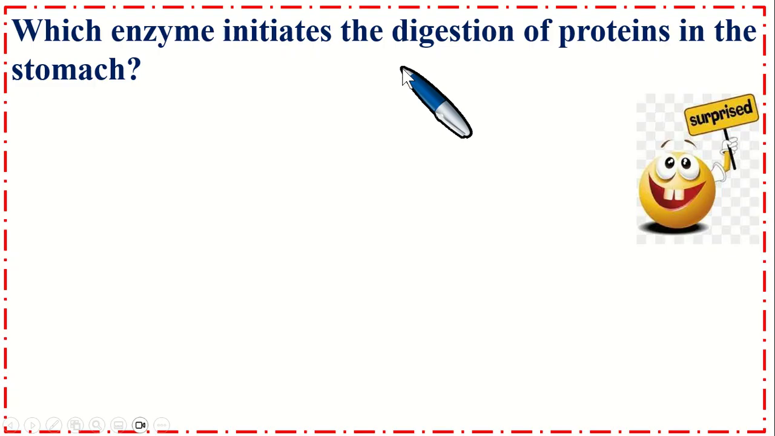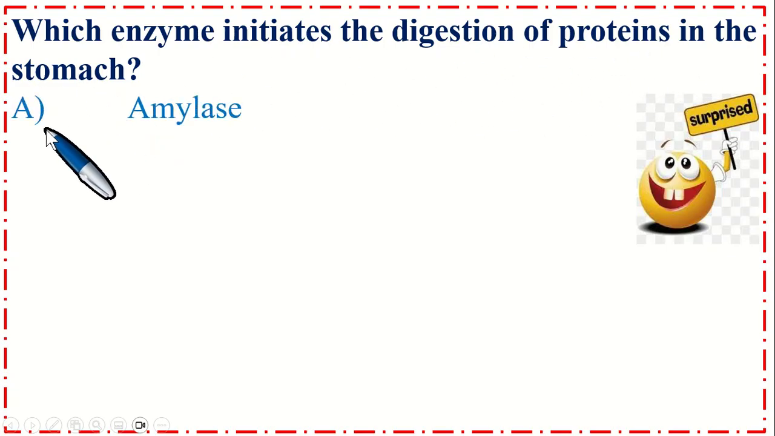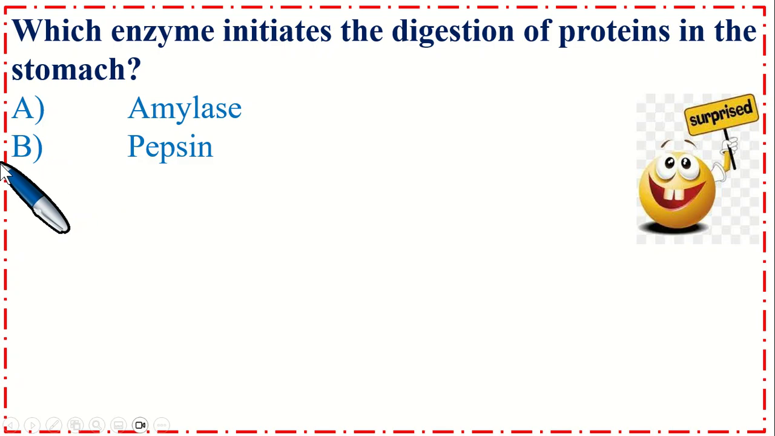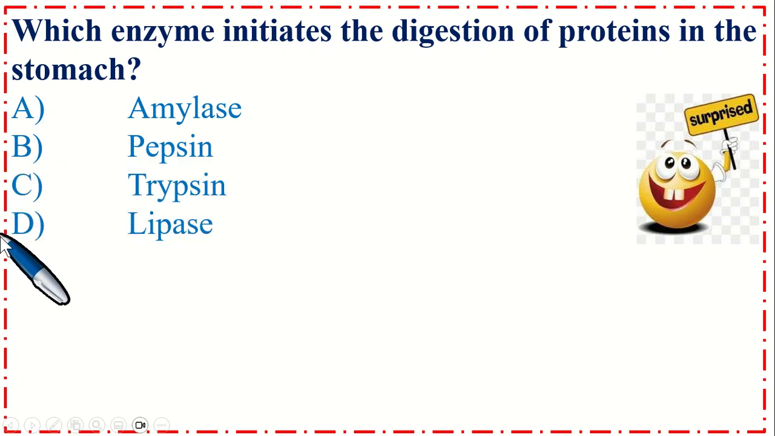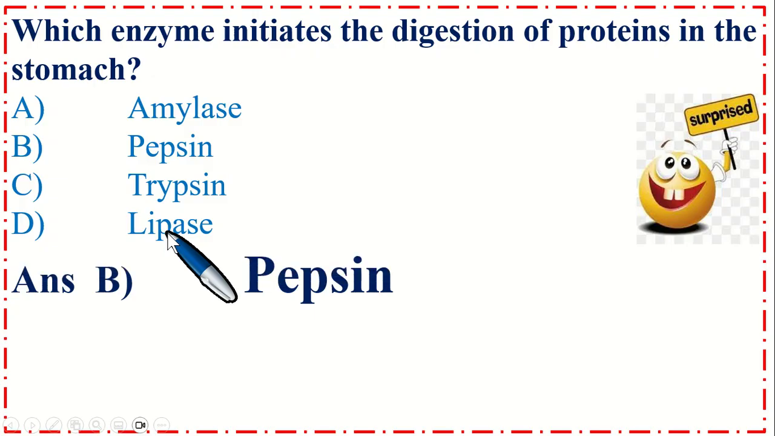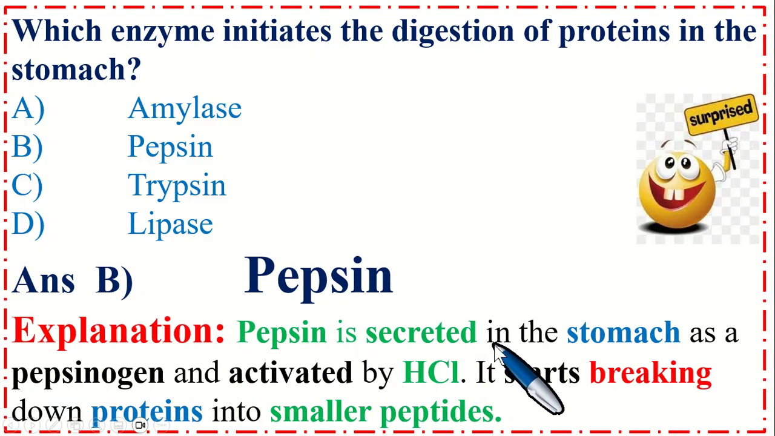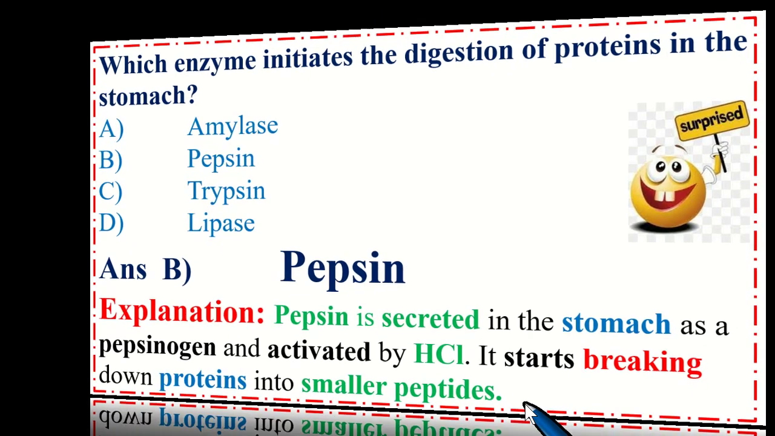Which enzyme initiates the digestion of protein in the stomach? Option A amylase, B pepsin, C trypsin, and option D lipase. So the correct option is B pepsin. Pepsin is secreted in the stomach as pepsinogen and activated by HCl. It starts breaking down proteins into smaller peptides.